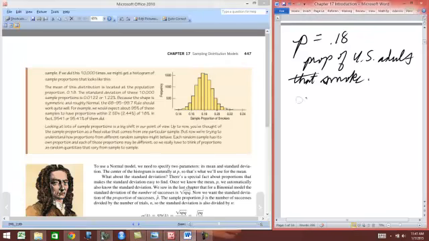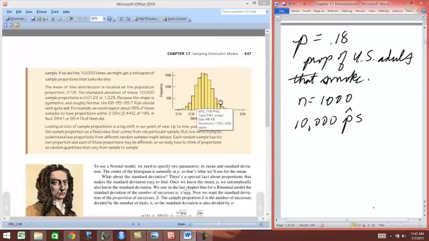So n equals 1,000. That's the sample size. And for the repetitions, they got 10,000 p-hats. Each sample of size 1,000 yielded a single p-hat, a simulated proportion of people that still smoke. And they did that 10,000 times. So this histogram here shows the 10,000 p-hats, the 10,000 sample statistics. Now we see how much they vary.